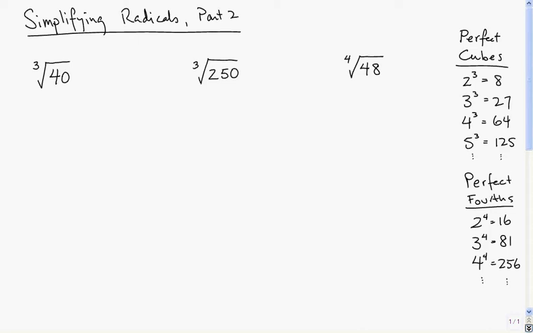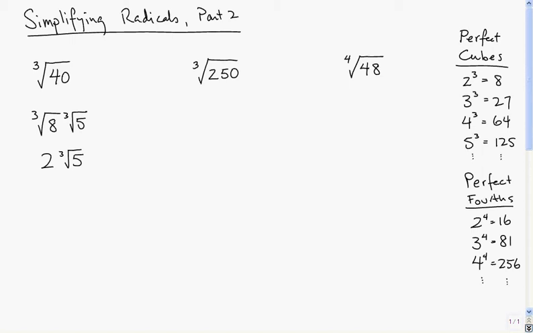40 has a factor of 8, and therefore we can factor the cube root of 40 as the cube root of 8 times the cube root of 5. And the cube root of 8 is simply 2. So again, the whole point here of simplifying is to replace this radical, the cube root of 8, with an integer 2 and create a mixed radical, 2 times the cube root of 5.